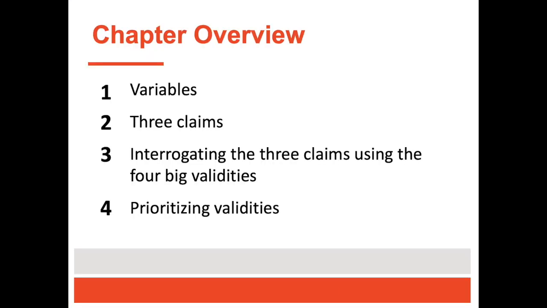So first, we're going to talk about variables and why they're important. We're going to talk about the three claims, and then we're going to interrogate the three claims using the four big validities. And then the last part is going to be about prioritizing validities. Each of these will help you understand, when you're going through your literature search and getting your literature review ready, what things are most important and how to judge how solid the research is.